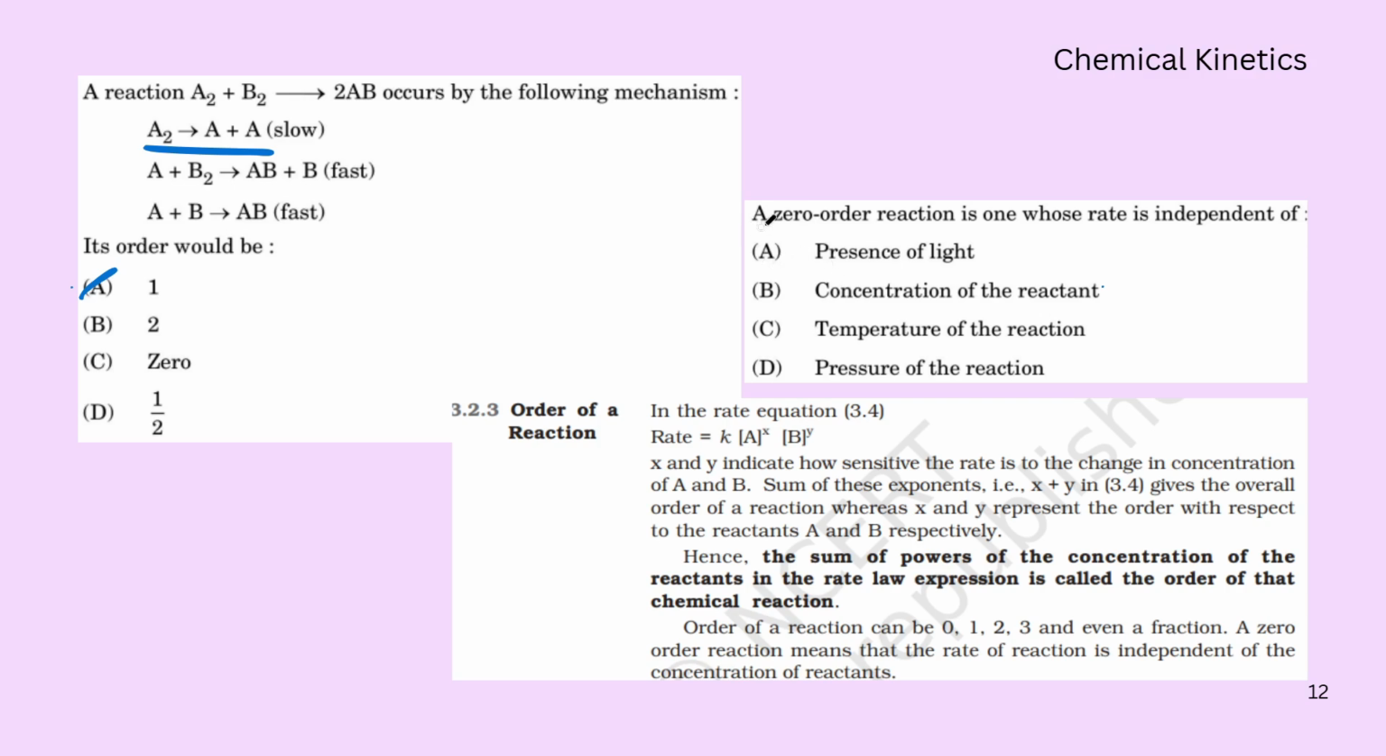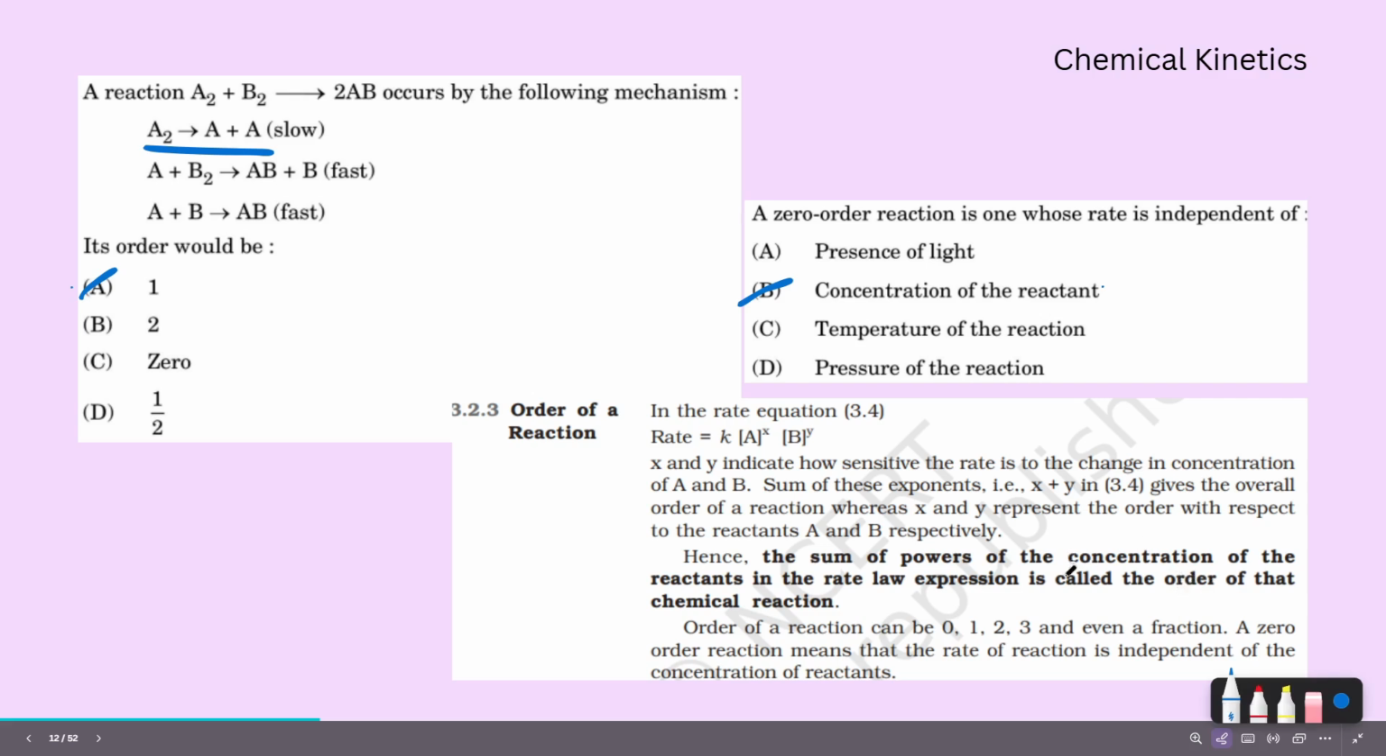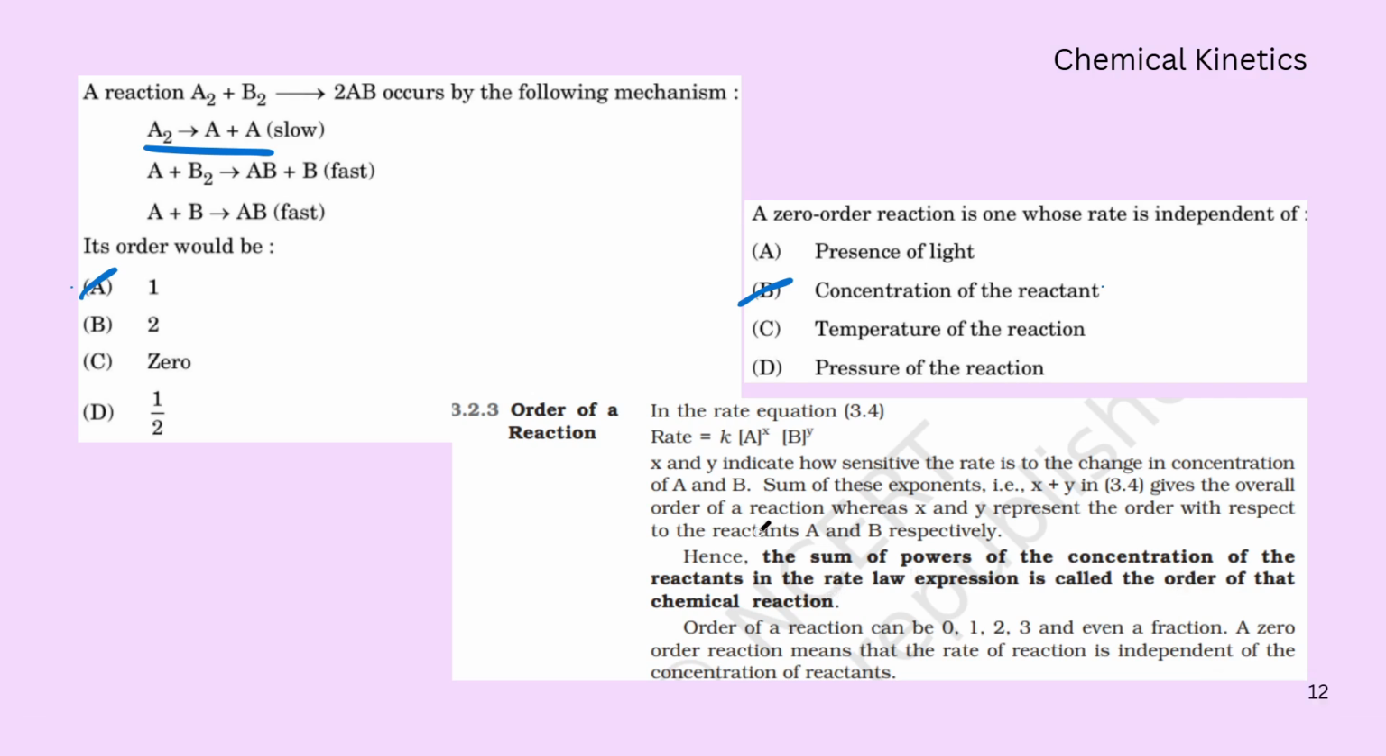The next question I have right here, because they're both almost related to the concept of order of the reaction: a zero order reaction is one whose rate is independent of what? When you think about a zero order reaction, we don't care about the presence or absence of light. Temperature of the reaction, no. Pressure, no. We care about the concentration of the reactant. The zero order reaction is the one where the rate is independent of the concentration of the reactants, which is why option B is the right answer.